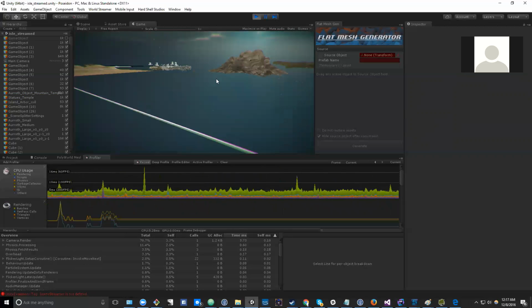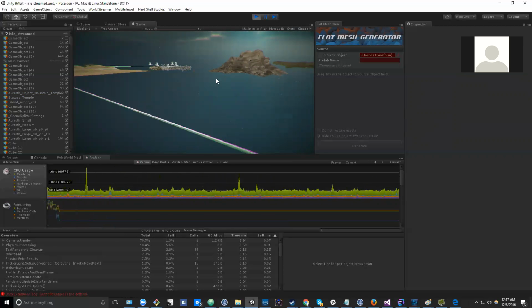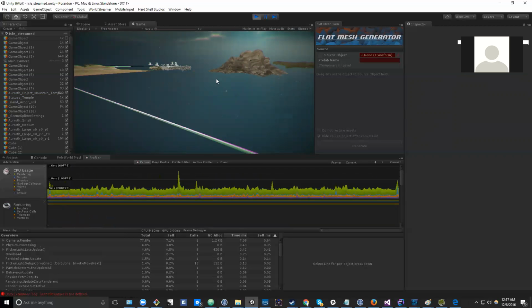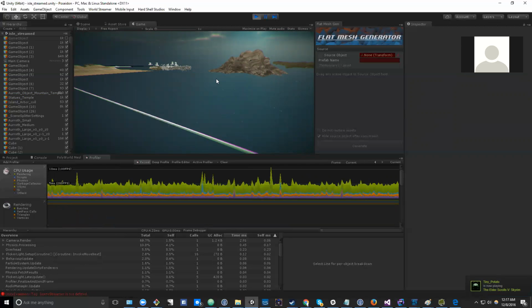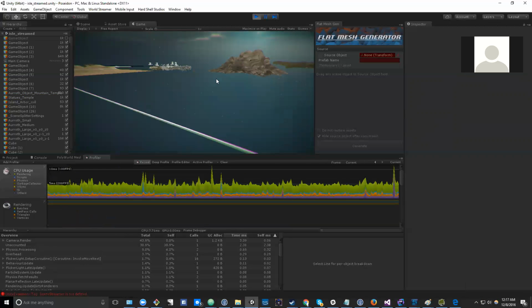16 million or something like this. 16 million? No, I think it's like 16 million pixels, which if they were pixels would be fine, but since they're game objects, is going to be too many.